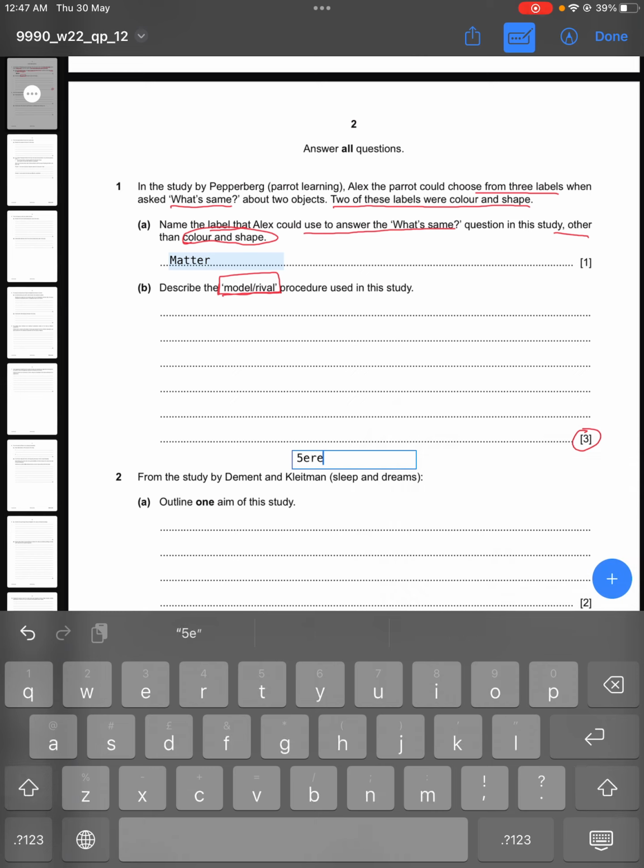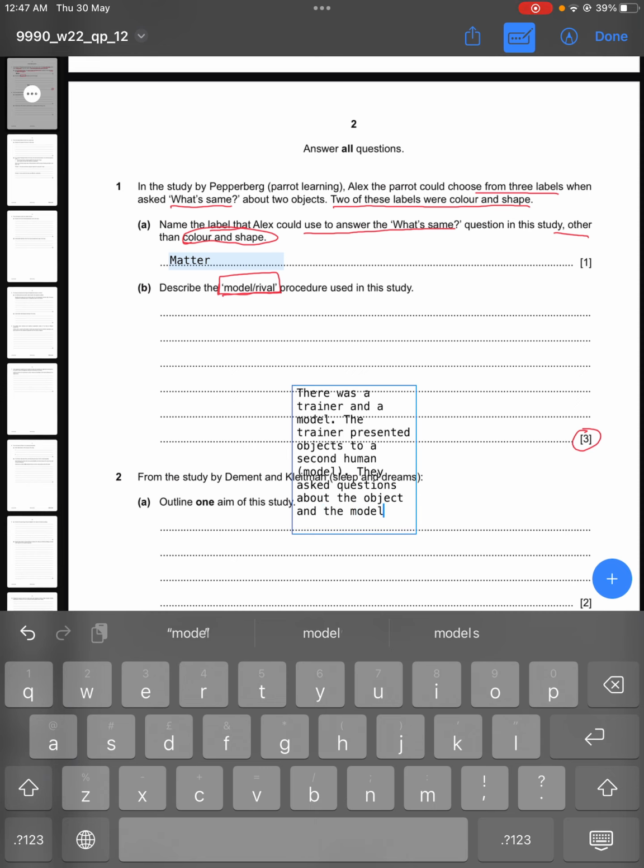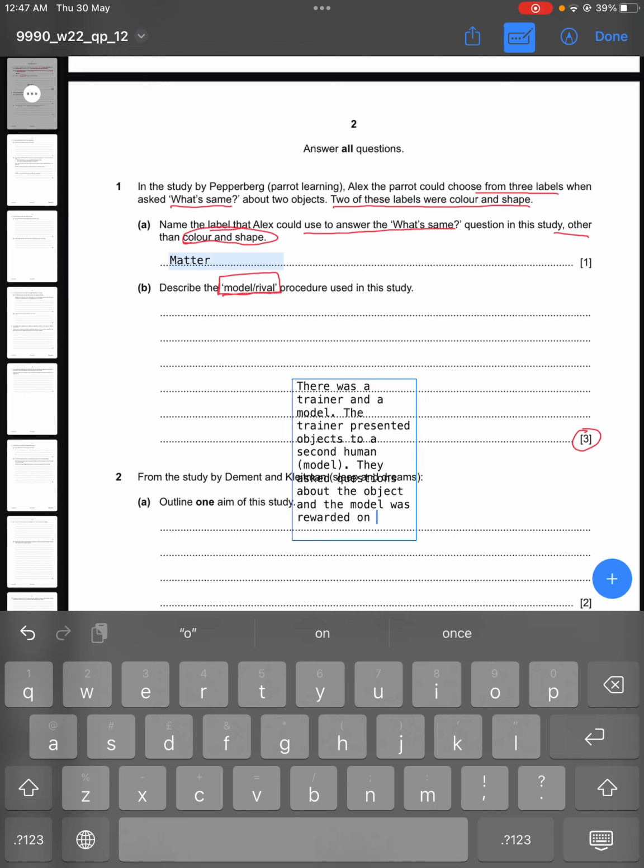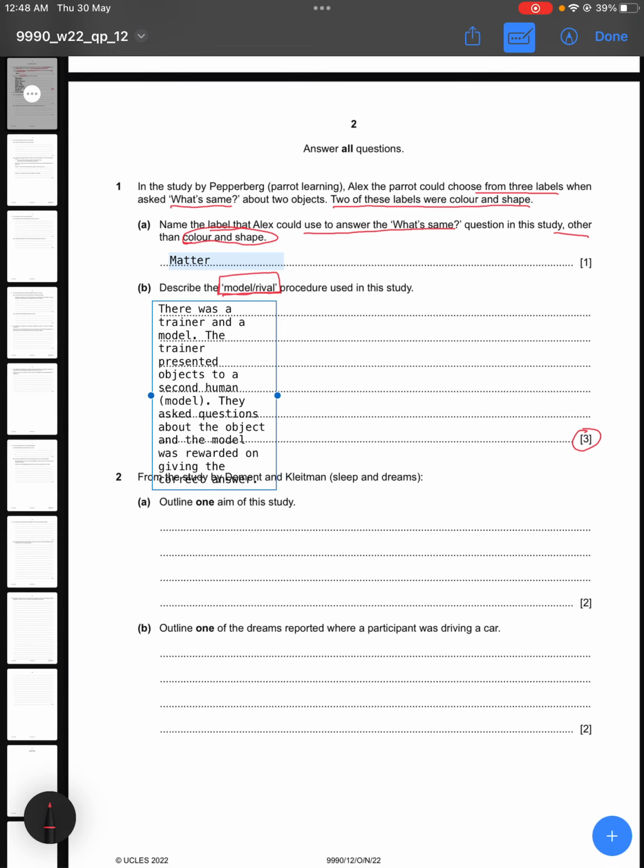So you can write that what happened was that there was a trainer and a model, and apart from this, the trainer presented objects to a second human, which was basically the model, and they asked questions about the object, and the model was rewarded on giving the correct answer. So these 3 can be the main points from the whole model rival procedure.